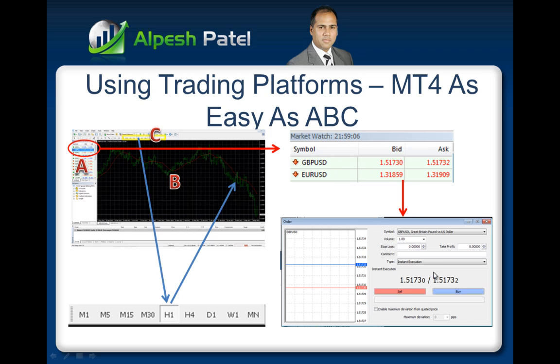And as I say, it's as easy as ABC using all these trading platforms, as we can see. And placing orders means just clicking on a buy or a sell.